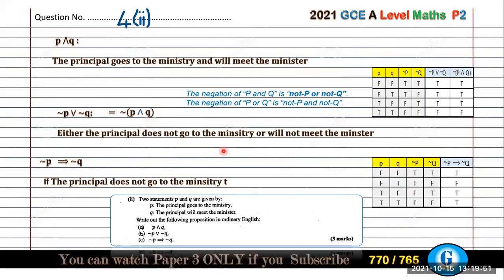So if the principal does not go to the ministry, then he will not meet the minister. So the principal does not go to the ministry. The principal does not meet the minister. So if he does not go, he will not meet the minister. Okay.